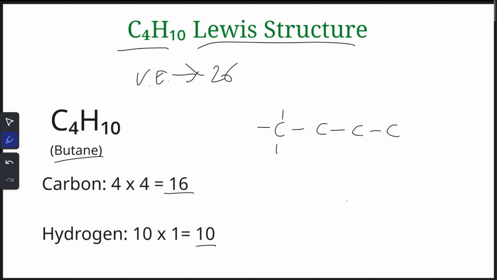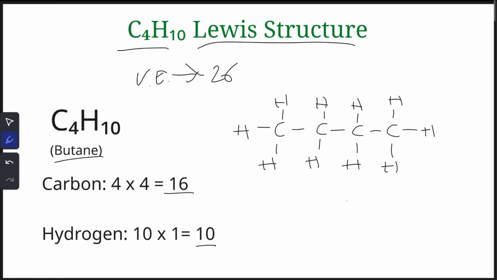Each carbon must have 8 electrons around it. This means the end carbons will have 3 hydrogens and the carbons in the middle will have 2 hydrogens around them. Every carbon now has 4 single bonds.